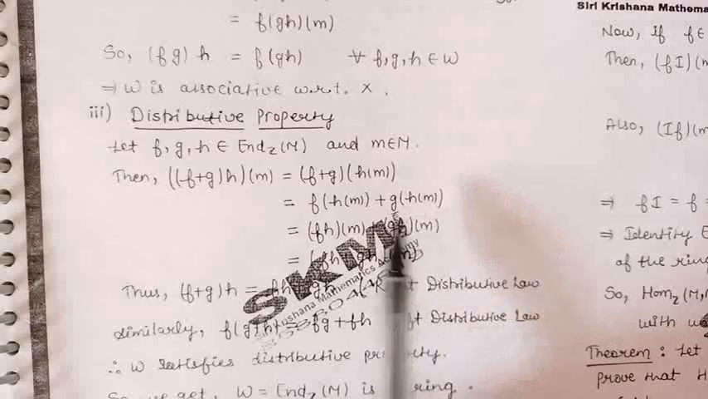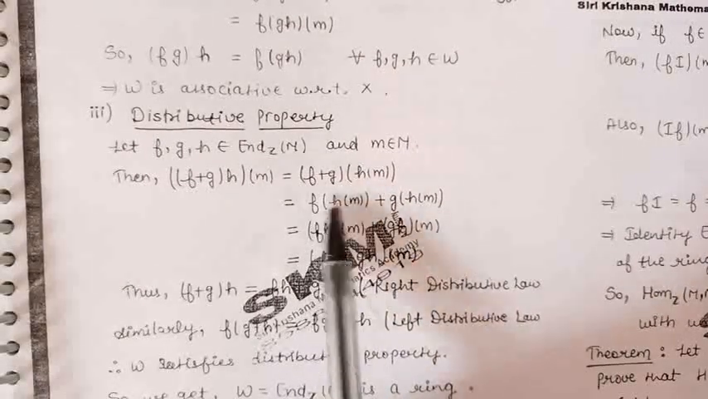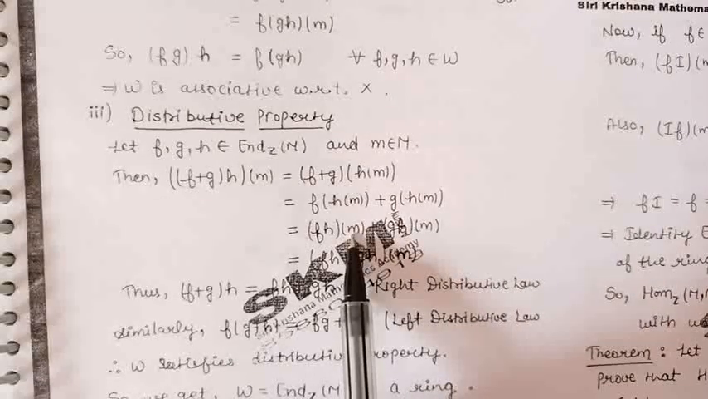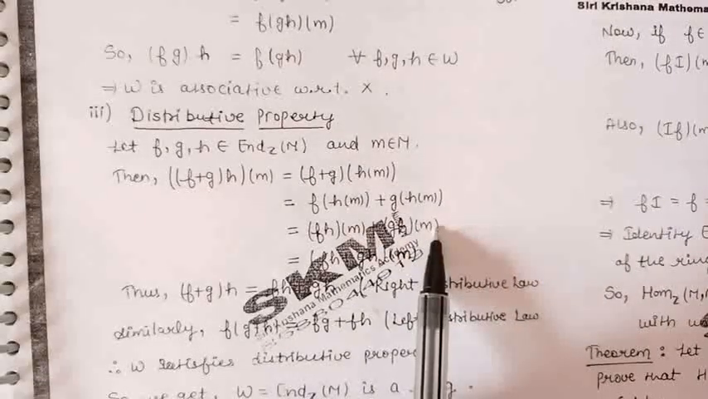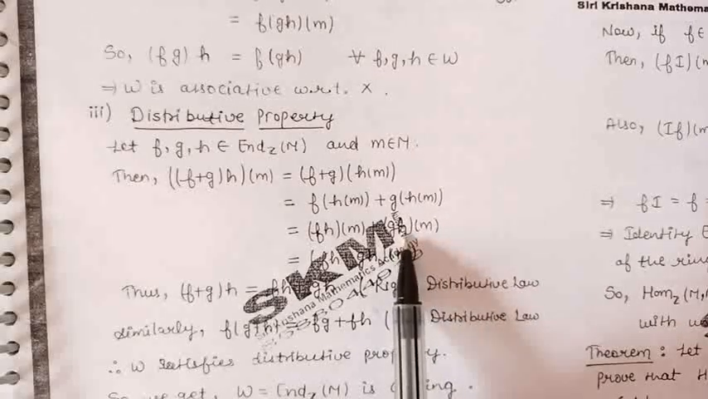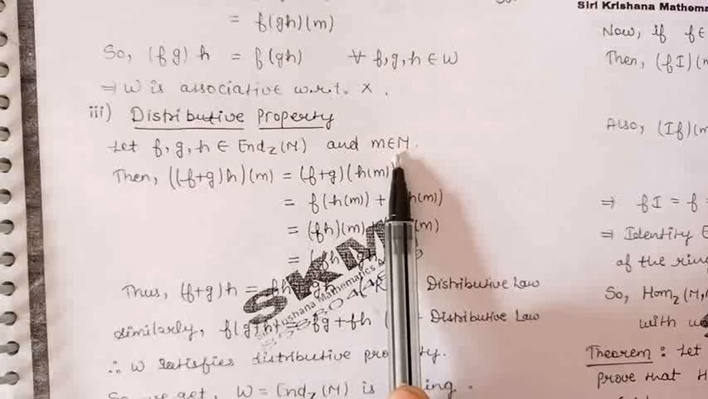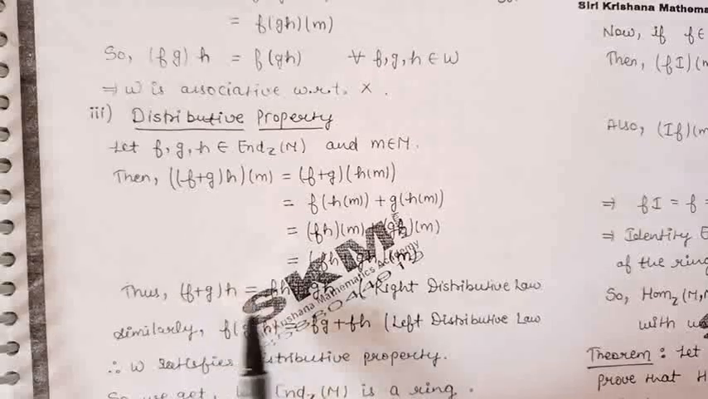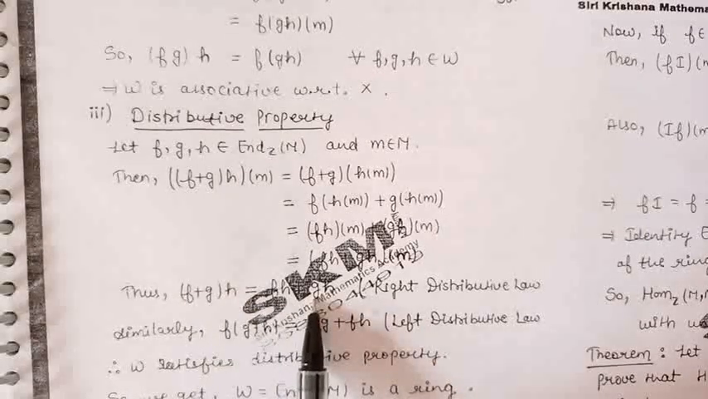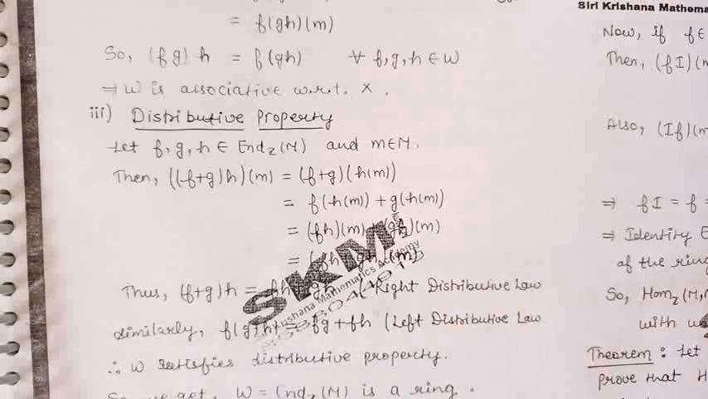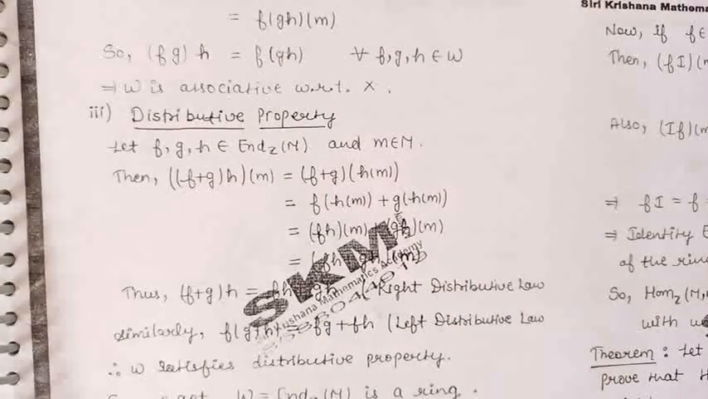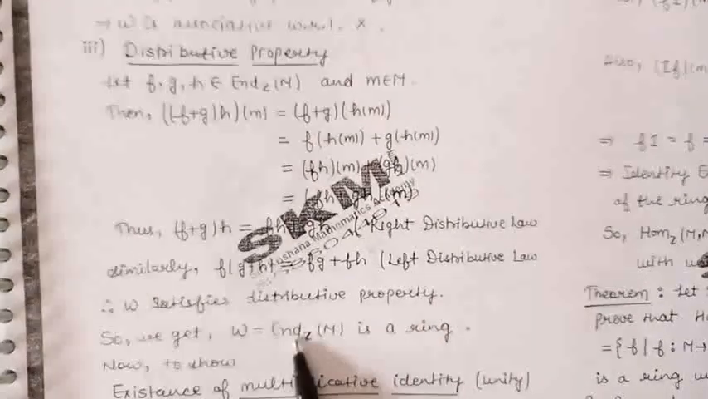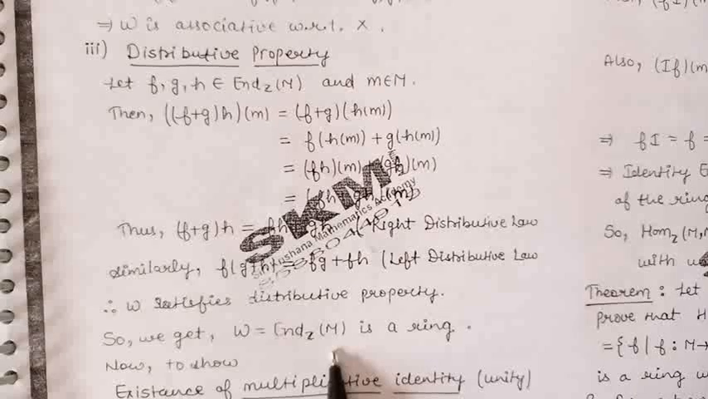Again by definition of multiplication, this can be written as image of M under the mapping FH plus image of M under the mapping GH. And this is true for every element M belonging to M. So we can say that F plus G into H is equal to FH plus GH. So this proves right distributive property. Similarly, you can prove the left distributive property. So we have verified all the conditions of the ring. So we can say that the set of all the endomorphisms of M, that is a ring.